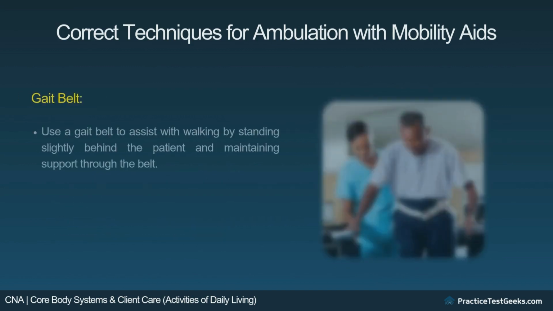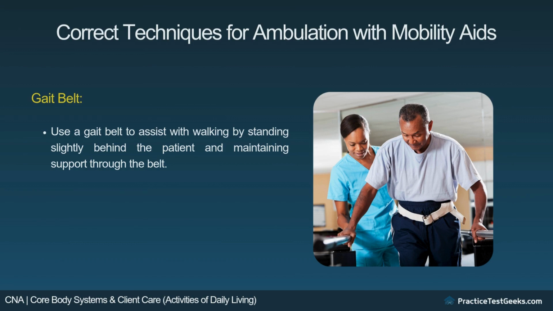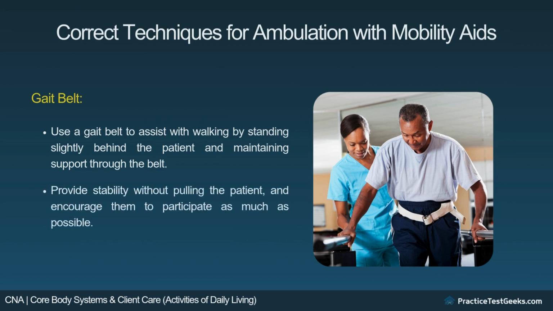Gait belt. Use a gait belt to assist with walking by standing slightly behind the patient and maintaining support through the belt. Provide stability without pulling the patient and encourage them to participate as much as possible.